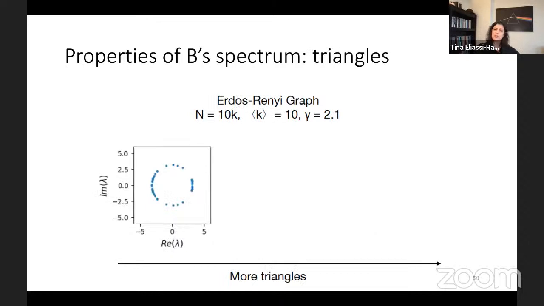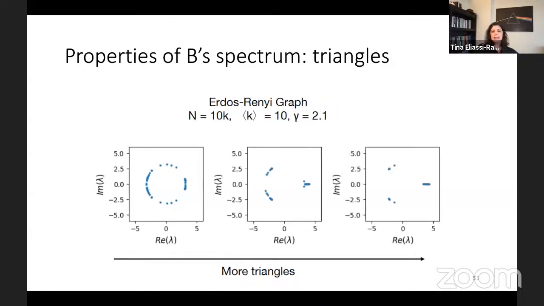And then in terms of triangles, what happens as my graph gets more and more triangles? Here I'm showing you an Erdős-Rényi random graph, again with 10,000 nodes, average degree of 10. And as I add more and more triangles to the graph, what happens is that this nice circle that I had of my eigenvalues around the origin disappears. And others also have found this phenomenon.